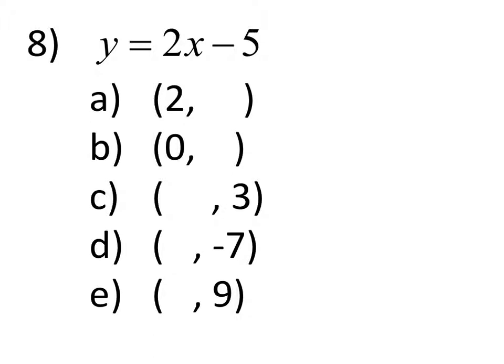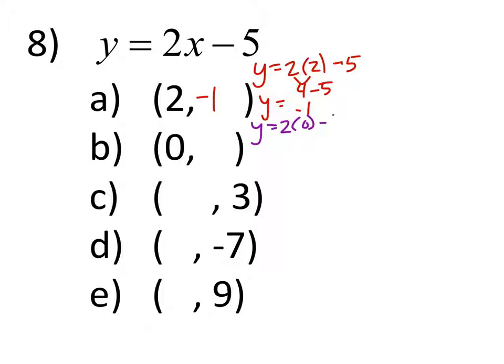Alright, for number 8, here the first value is an x. So y will equal 2 times the x, which is 2, and then minus 5. So that gives us 4 minus 5, which is negative 1. So when x is 2, y is negative 1. And the next one, x is 0, so y equals 2 times 0 minus 5, which is the same as 0 minus 5, which is negative 5. There's that one.